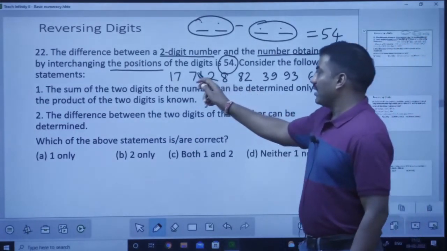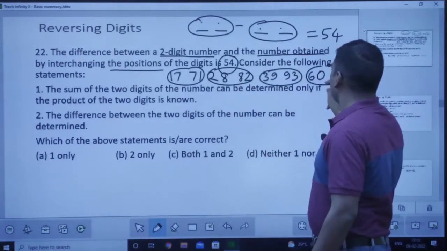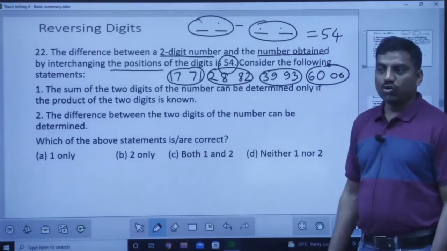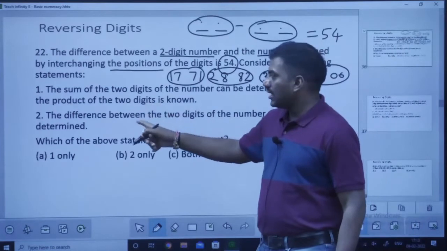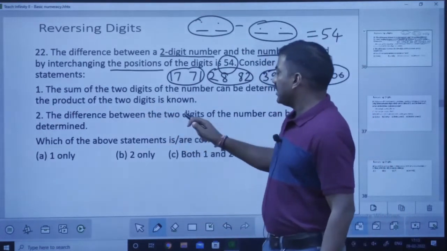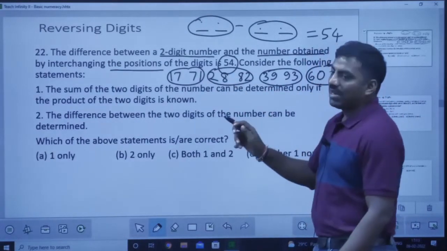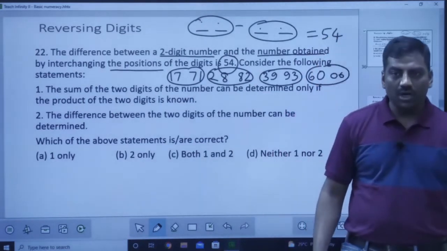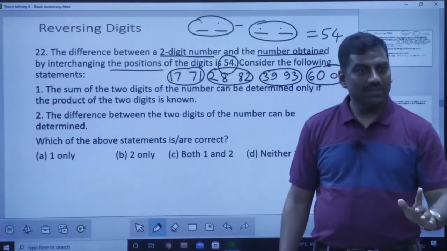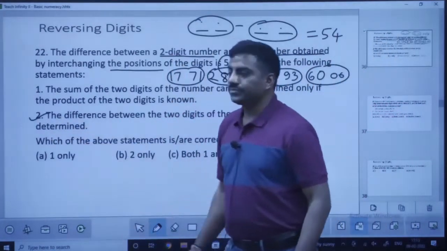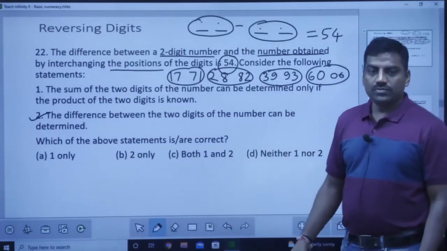All these are giving the difference of 54 with their counterparts. Don't worry about the first sentence here. Come to the second statement. The difference between the two digits of the number can be determined just by knowing 54. Can we determine the difference between the digits? Yes, that is possible. So this statement is right. Read the first sentence now.